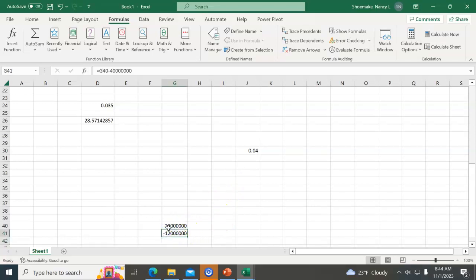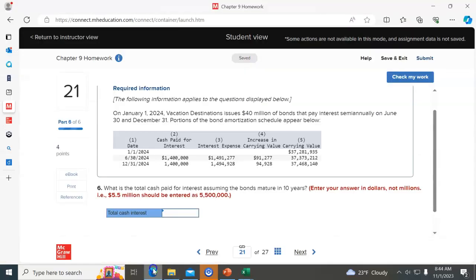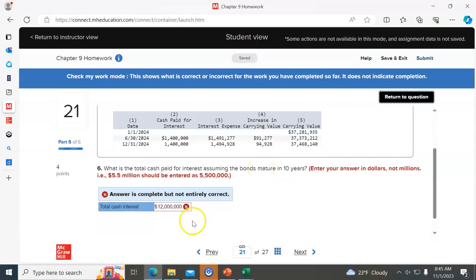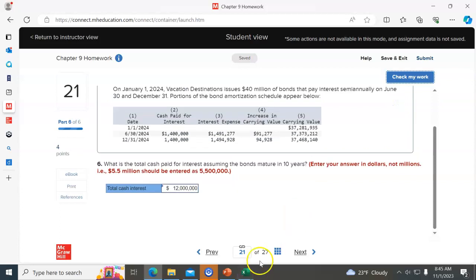am I doing it right? So wouldn't 120 million be the interest? So 1,400,000 times 20 periods is that number. That subtracted by 40 million would give us what? Anybody? 12 million? This is just the interest.